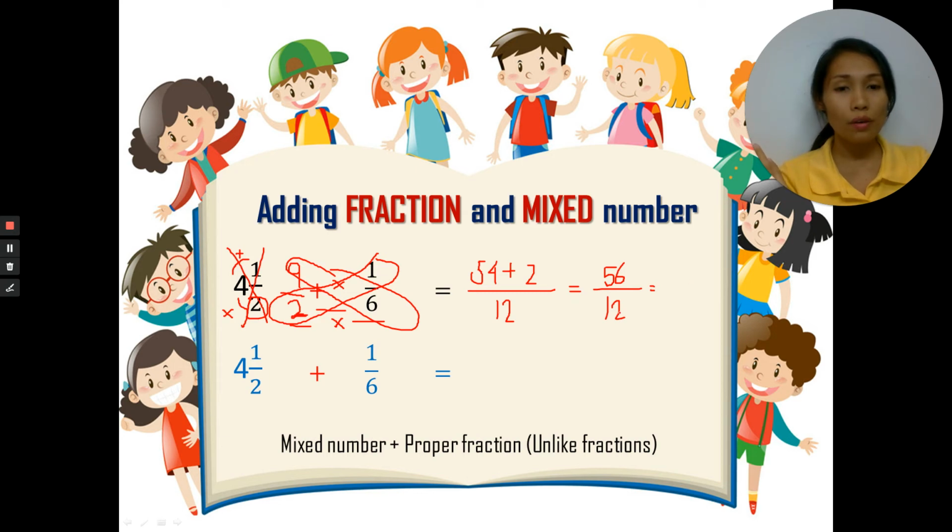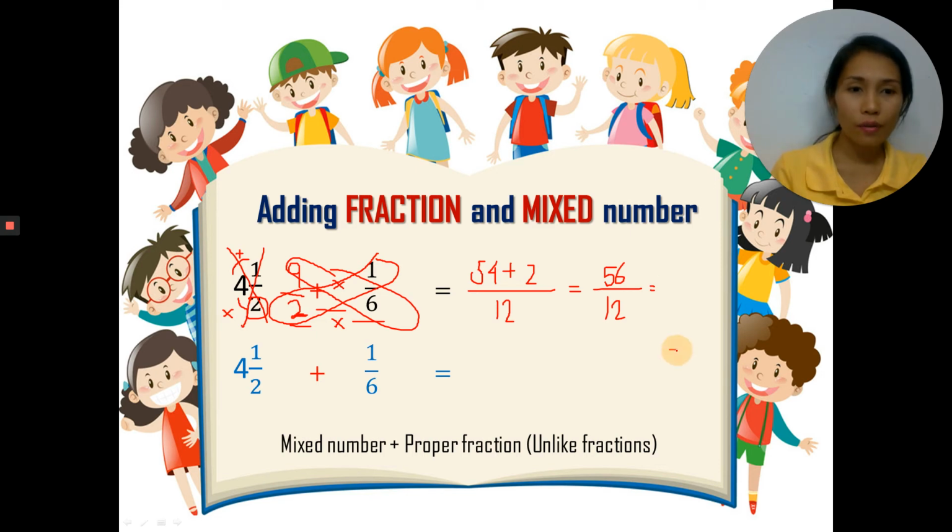So how many 12s are there in 56? To do that, let's try 56 divided by 12. How many 12s are there in 56? 5 times 12 is 60, right? So we cannot have 5, so it should be 4 here. So 4 times 12 equals 48. Now let's subtract. 56 minus 48 is 8. So our answer is 4 remainder 8.